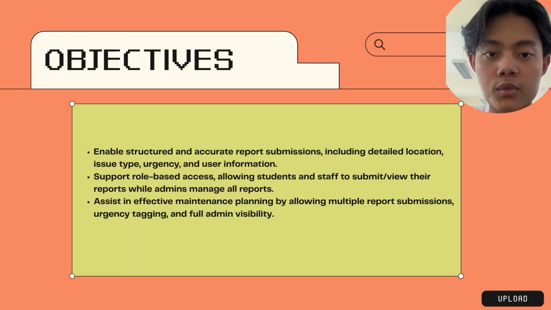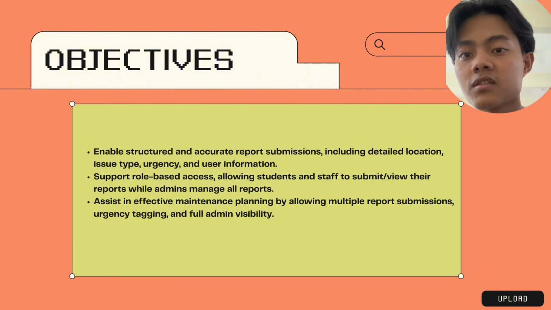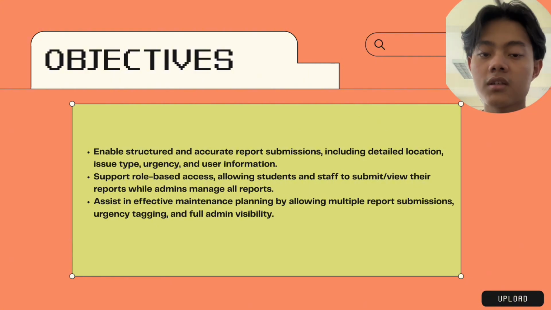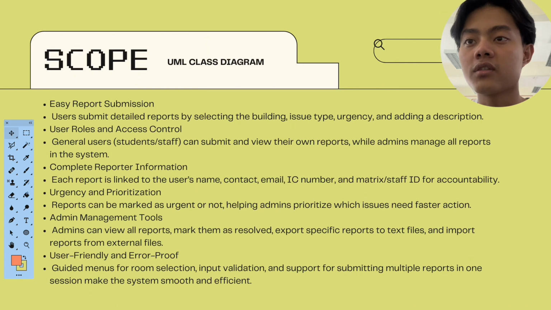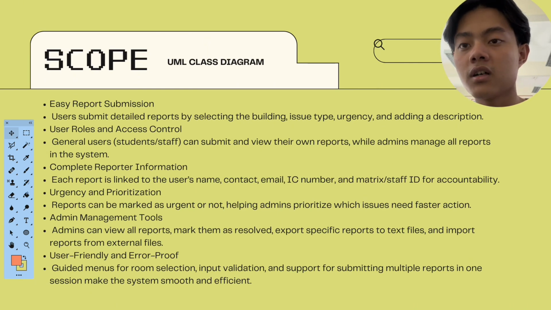So moving on to the objectives of our project, this project enables structured and accurate report submissions, meaning it will include all the necessary details, and it supports role-based access, meaning different roles, different access, basically. And then it assists in effective maintenance by allowing multiple reports to be submitted and filtered by urgency, with full admin visibility. So for our scope, beginning with the UML class diagram, it will be easy report submission because users can submit detailed reports just by filling out all the necessary details.